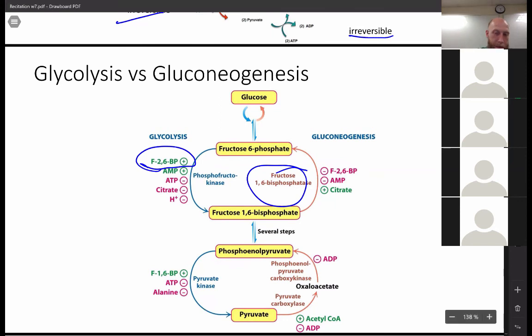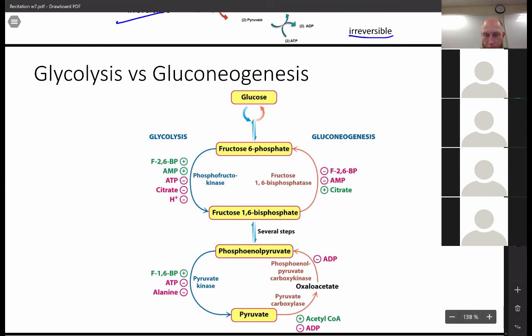But that production of the 2,6-bisphosphate will also inhibit the pathway of gluconeogenesis, because the cell is in a state where it needs energy, and so it doesn't want to lose energy making glucose when it really just wants to burn that glucose in the first place.